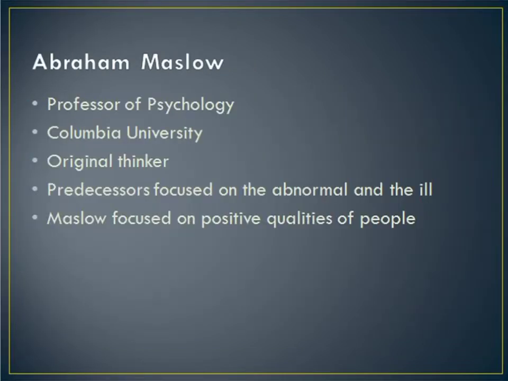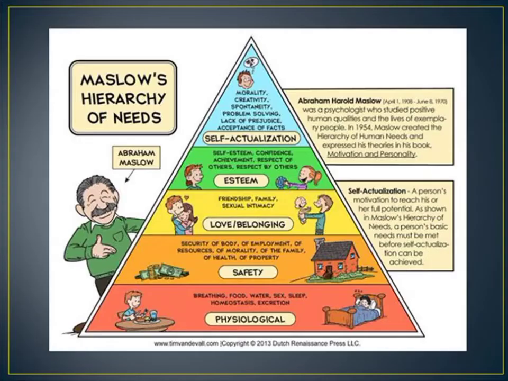Now let us talk about Abraham Maslow. Abraham Maslow is a professor of psychology who graduated from Columbia University. He is an original thinker. His predecessors focused on the abnormal and the ill, and Maslow focused on positive qualities of people. Maslow's hierarchy of needs suggests that people are motivated to fulfill basic needs before moving on to other more advanced needs. People need to satisfy their most important needs first, then when they achieve this, they can move on to the next important need.